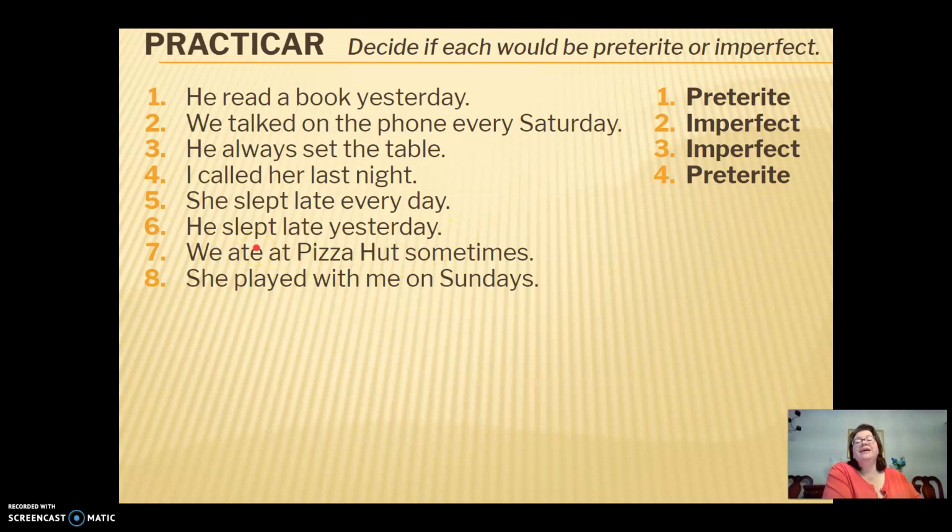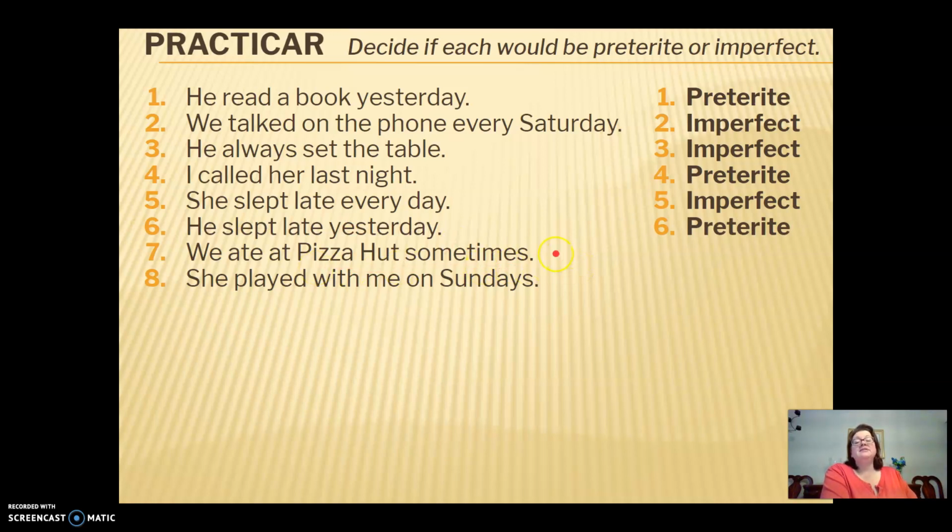She slept late every day. What do you think, preterite or imperfect? Your every day is going to be your clue. Of course, that is the imperfect because it happened repeatedly. He slept late yesterday. Is that preterite or imperfect? Yesterday being the key phrase. This seems like it's a specific number of times. It happened yesterday, one time, one action.